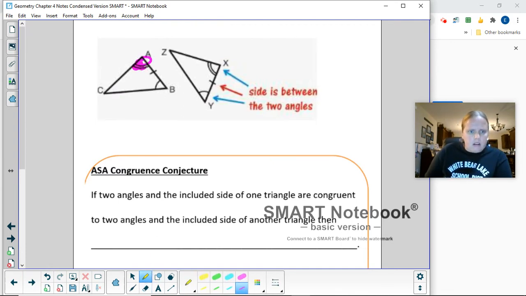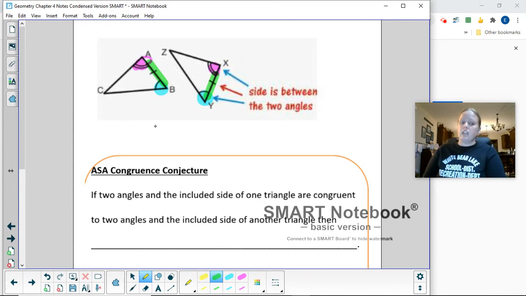Double arc mark, double arc mark. Those angles are the same. Single arc mark, single arc mark. Those angles are the same. Included side, included side. Okay, so here we have another one that looks like the two triangles do match up.